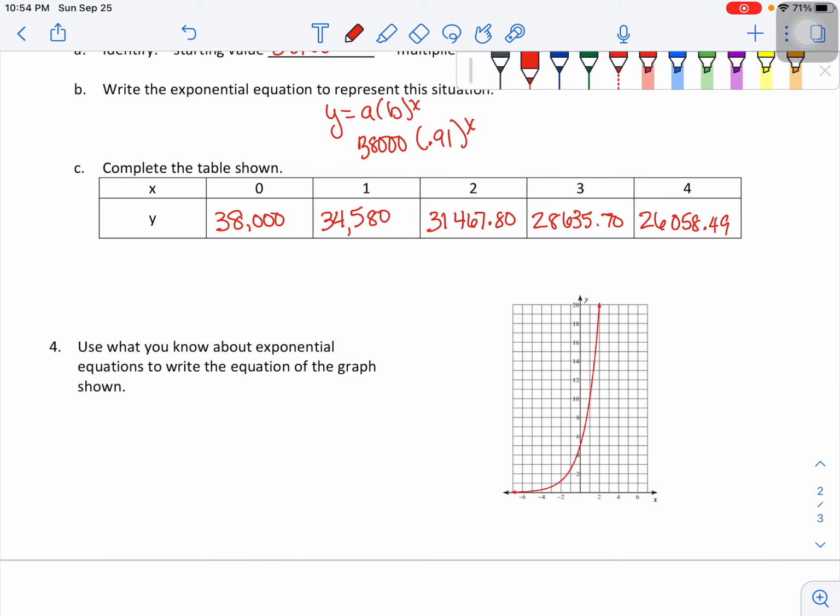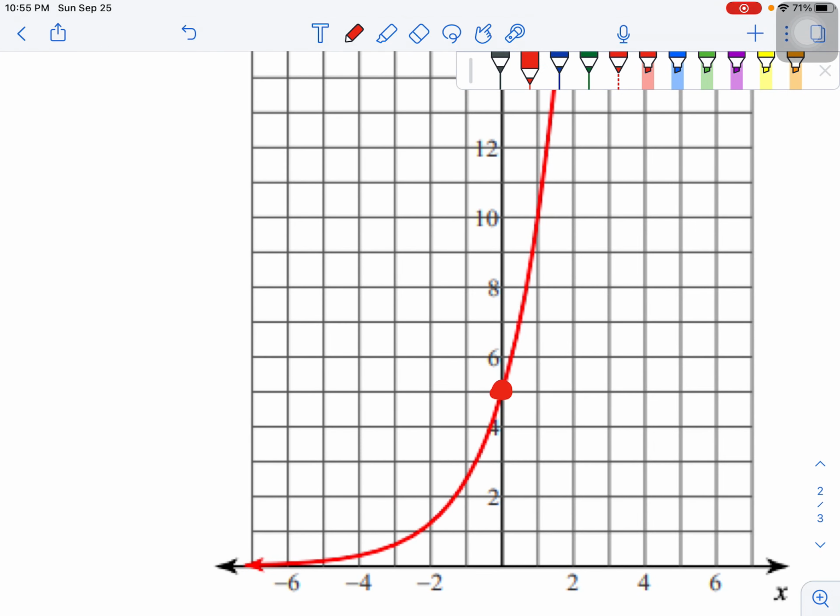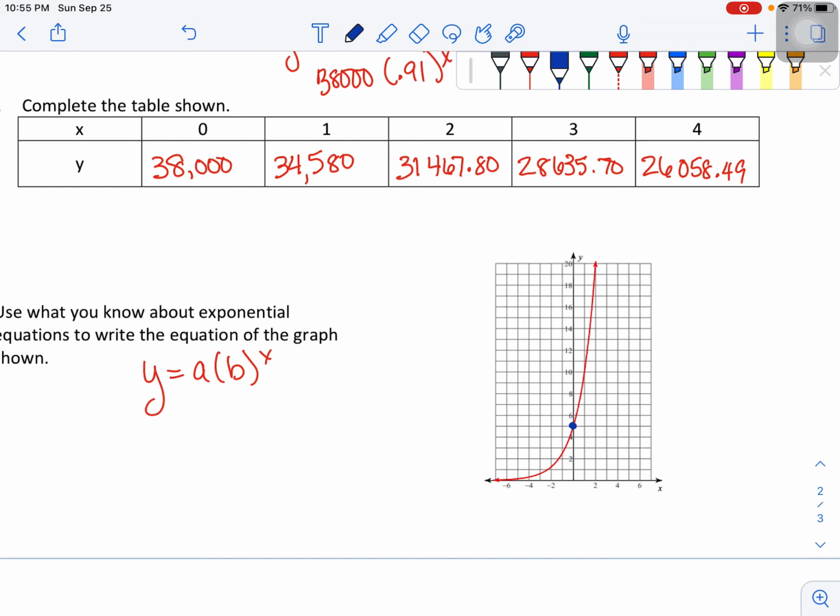And then write, or use what you know about exponential equations to write the equation of the graph shown. Now, we know the equation should look like this, right? Okay. The A value is your starting value, but remember I said it's your y-intercept, and I'm looking that the y-intercept is at 5, right? So I'm going to put a 5 here.